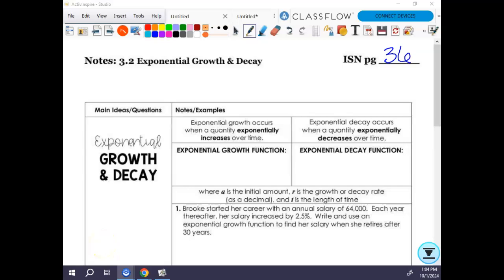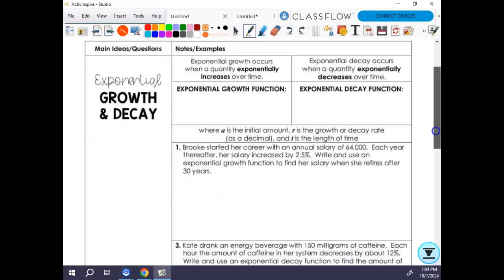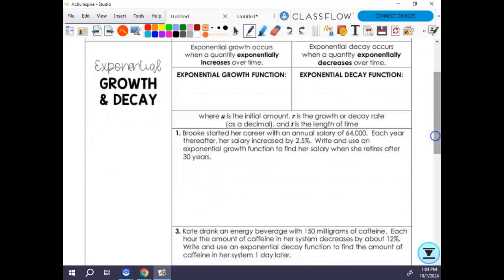All right, exponential growth and decay. 3.2 means nothing. That was what the section number was from something somebody made up, so it really doesn't matter. But we already know in general what exponential growth and decay looks like. Exponential growth occurs when a quantity exponentially increases over time. It would look something like that. Exponential decay happens when it exponentially decreases, which would look something like that, right?